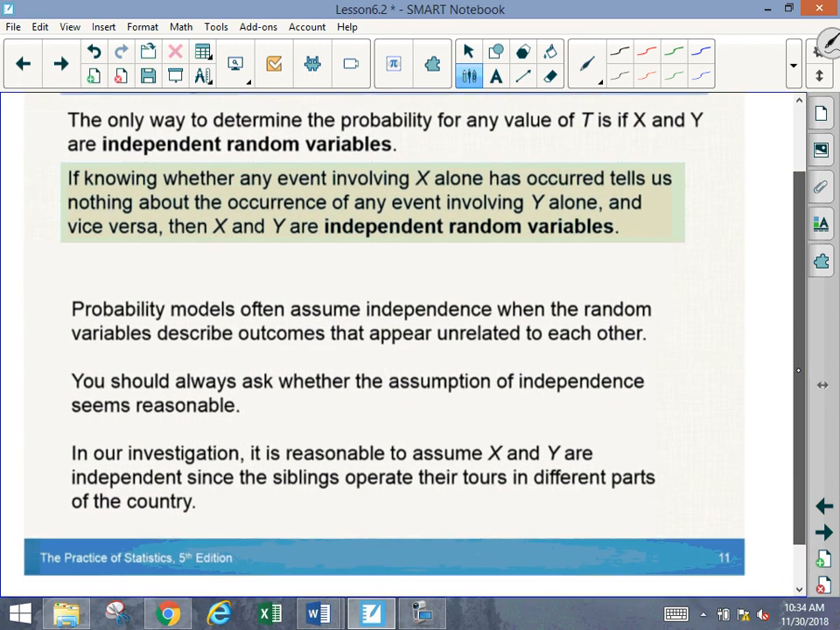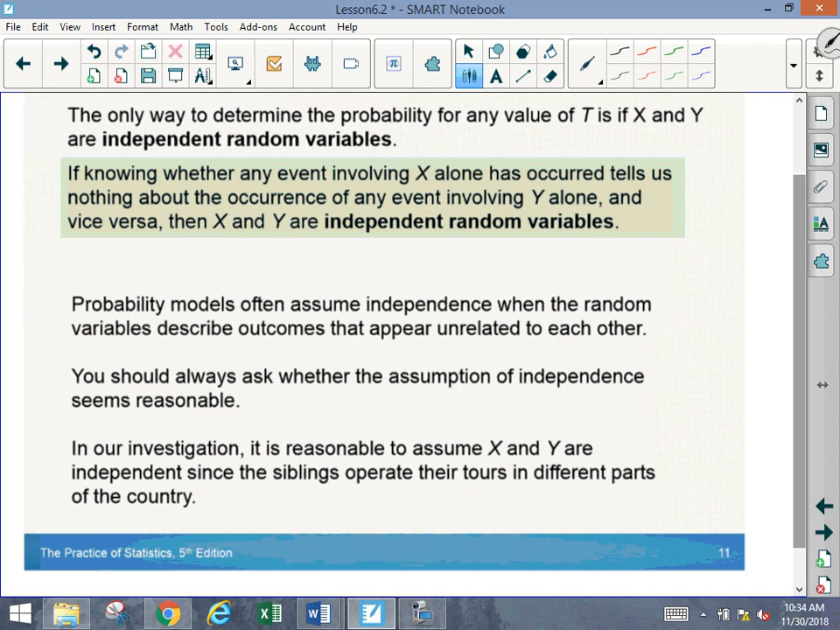Yeah. And again, we talked about independence in the last chapter. In order for us to do some of these transformations, we're going to have to assume that our random variables x and y are independent.